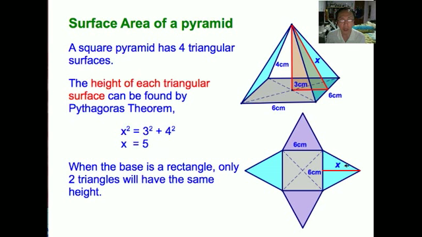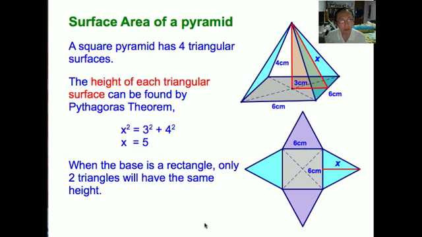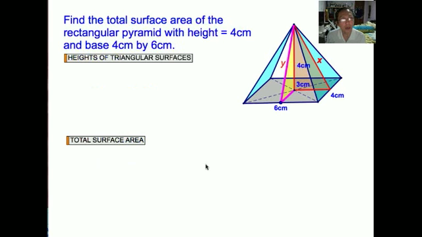Once we have found the height of the triangular surface, we can take half base times height and multiply by 4, plus the base area. In this example, the base of the pyramid is a rectangle. And if the base is a rectangle, then there will be 2 triangles with the same height, and the front and back triangle have a different height from the first triangle.